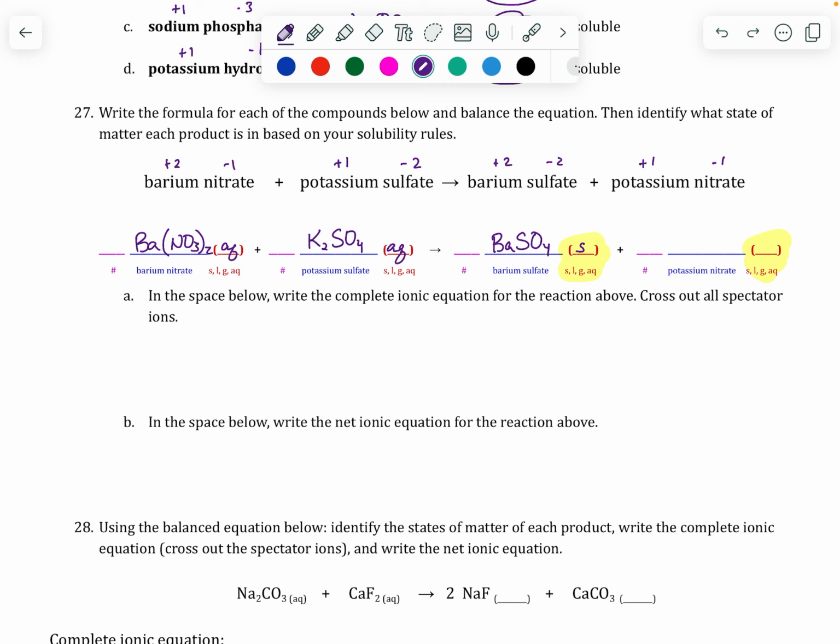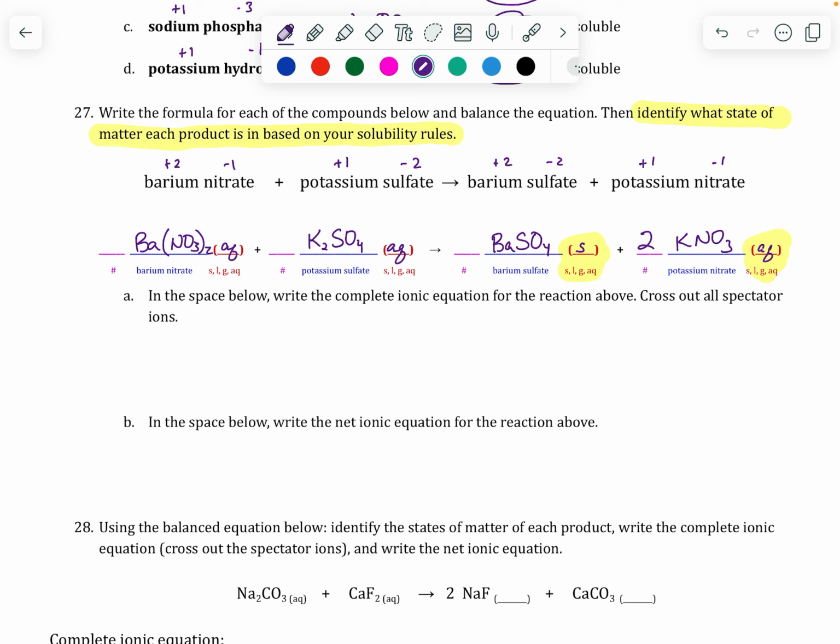Oops, here's what I wanted to do. Identify the state of matter of each product based on your solubility rules. So we know that we have aqueous reactants in all of these double replacement reactions. We have to use our solubility rules to figure out which one's solid, which one's aqueous. Potassium nitrate here is aqueous based on our solubility rules. And then we go through and we have to make sure we balance, and we should only need a 2 in front of the potassium nitrate there.